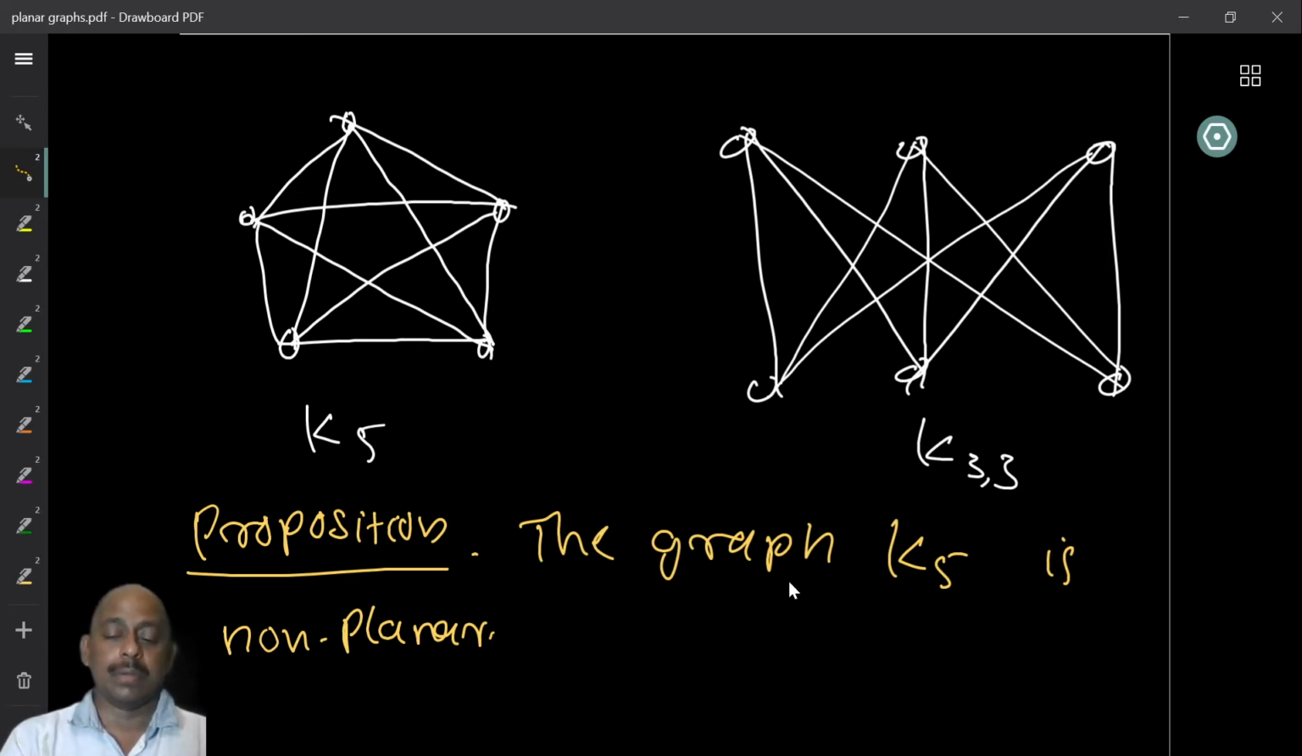So we have these two non-planar graphs that I introduced to you earlier, right? And I claim that these two graphs are not planar, and we did not prove it. Now we can prove it by using the Euler identity. So let us prove the first one. K5 is not planar.